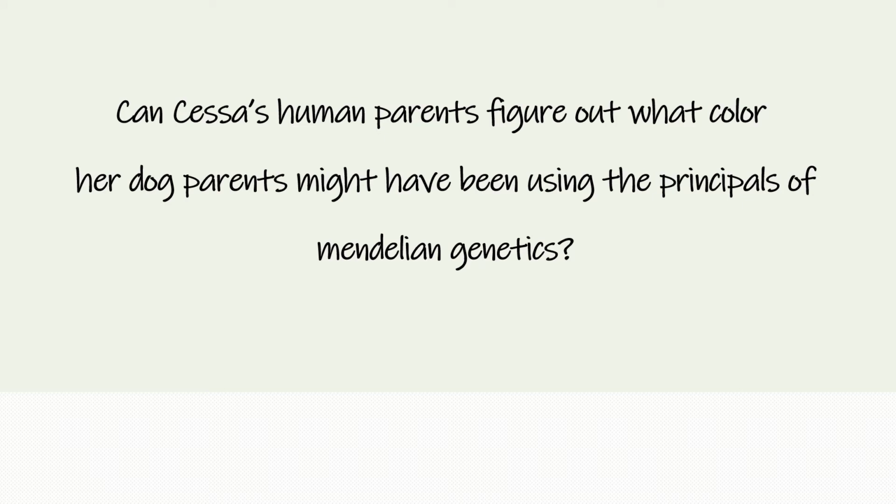So back to our original question, which was, can Sessa's human parents figure out what color her dog parents might have been using the principles of Mendelian genetics? Now let's think about that for a second. Our answer is going to be kind of. So can Sessa's dog parents definitely know some potential combinations of parents? Absolutely. We know that her parents could have been 2 homozygous recessive bicolor black shepherds. We know that her parents could have been 2 heterozygous recessive sable and black and tan shepherds. We know that there are some options, but we don't know for sure which color her parents were, but we did eliminate a lot of potential. So our answer to this is kind of. Can they kind of figure it out? Absolutely. Did we narrow it down? Yeah.